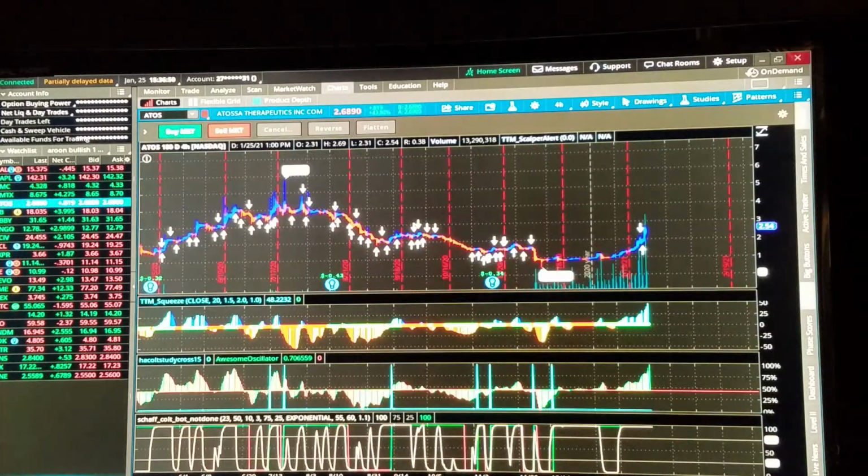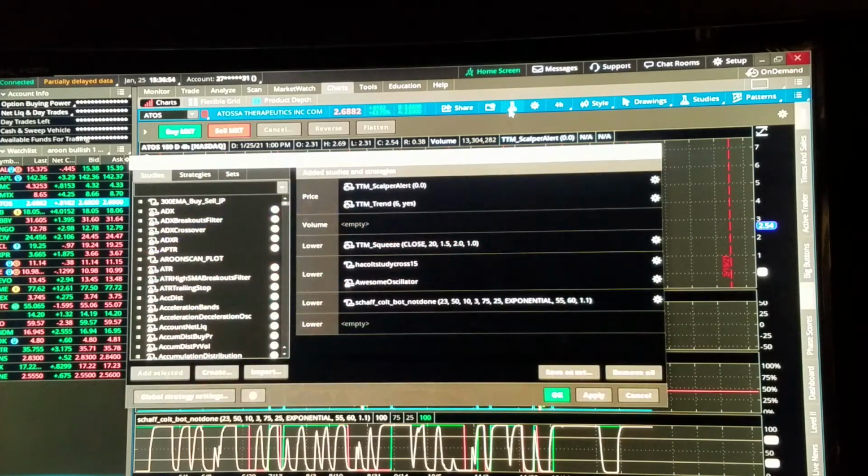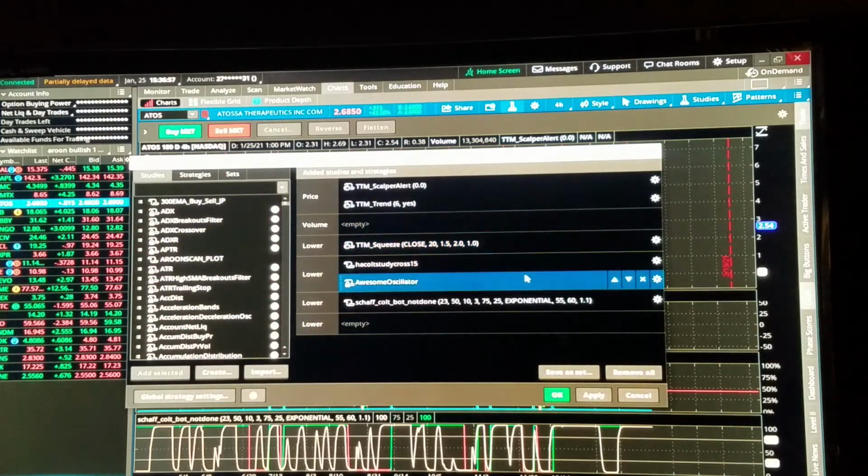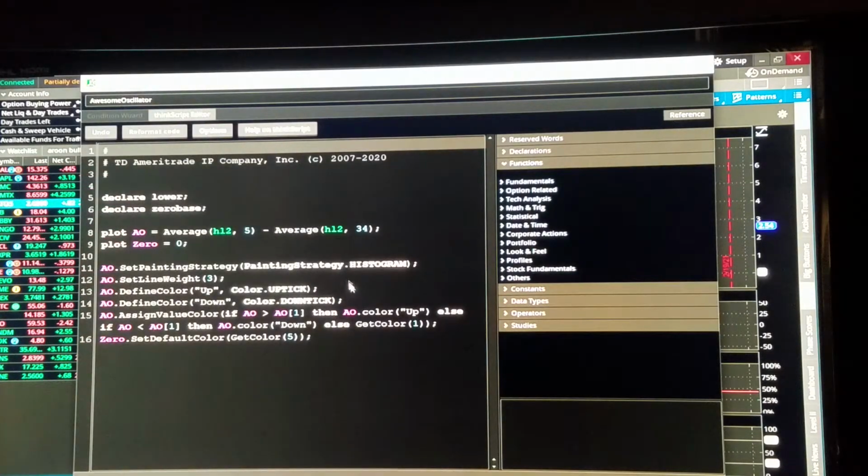And of course, let's see here. Let's go ahead and do this. And that's this one overlaying this awesome oscillator. Now this one here, we would have to create our own study, so we would have to take all of this and copy it.